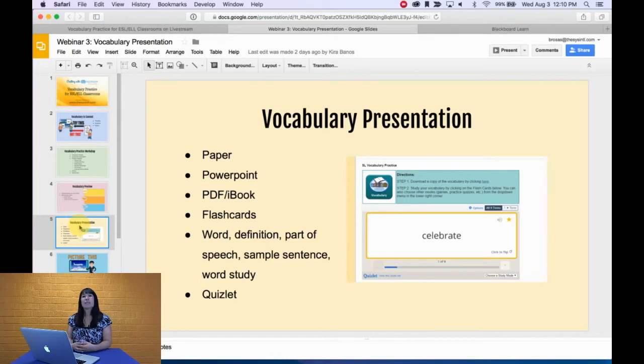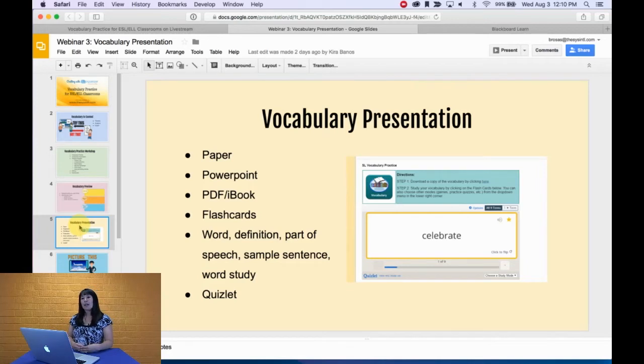Word study might also be another extension of learning a vocabulary word. So synonyms, antonyms, if there are homonyms or homophones, and then also maybe prefixes and suffixes. You can expand vocabulary presentation as much or as little as you prefer. But the idea here is at least the word, definition, part of speech, and sample sentence, maybe even an image.